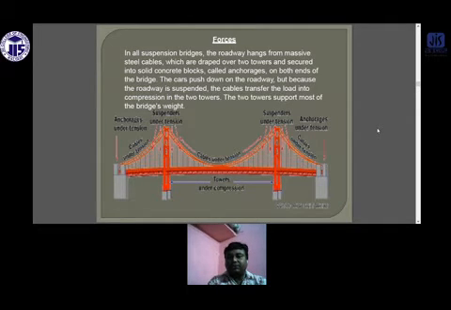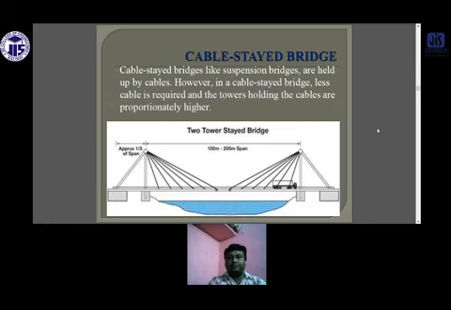So these are a few forces that come on bridges. There are anchoring forces, dead load forces, and live load forces. So there are various types of forces which come on the various components of bridges.